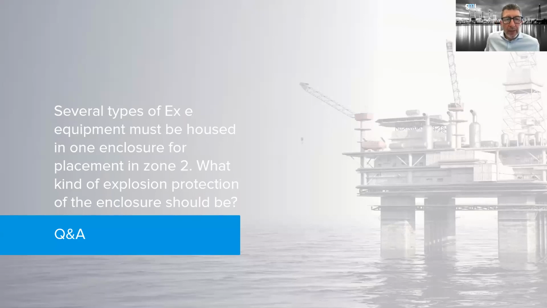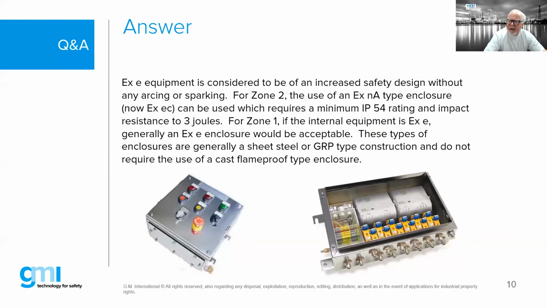How about if we house in an enclosure several types of EXE equipment in Zone 2? What is the explosion protection method we have to use, or the type of enclosure we have to use? So I think if you go to the next slide, it shows. So EXE equipment might be the enclosure. For example, the picture of the one on the left-hand side that has some operators, push buttons, selector switches. The contact blocks themselves would be rated EXD.